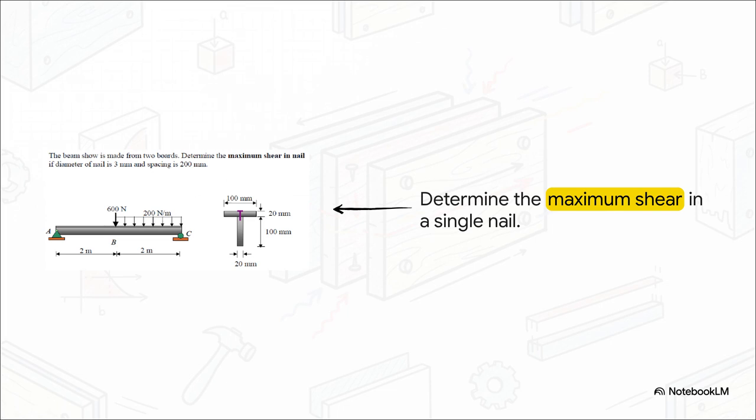The diameter of the nail connecting them is exactly 3 millimeters, and those nails are placed precisely 200 millimeters apart along the entire span of the beam. So, based on the downward loads you see pushing on this beam from above, we need to mathematically figure out the absolute maximum shear force trapped inside just one of those nails.